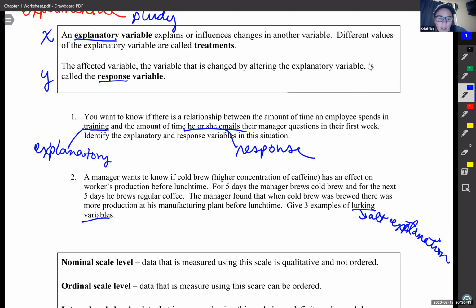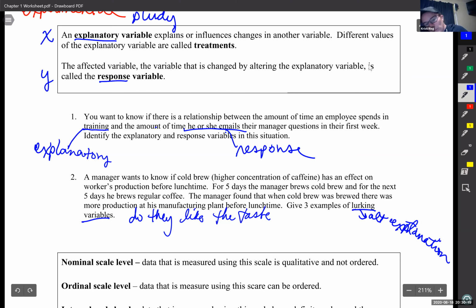But let's see. Do they like the taste? That's one variable. Maybe they like the taste of one over the other, and so that would actually affect the study. If you only like one of these, then you're only going to drink one. And then you don't really know if the coffee is affecting or not, because you only drink one kind of coffee.